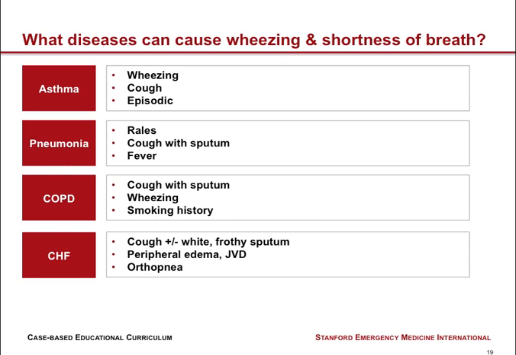Finally, the next disease that we need to consider is CHF, or congestive heart failure. These patients may or may not have wheezing, but they often have a cough with white, frothy sputum at times. They'll also have peripheral edema, jugular venous distension at the neck, and orthopnea.